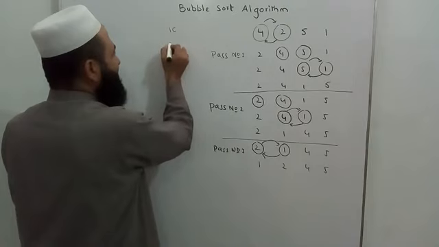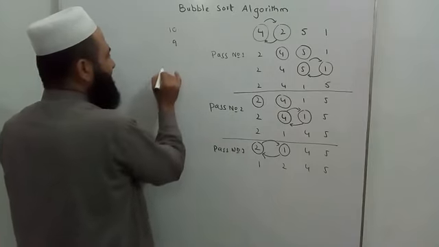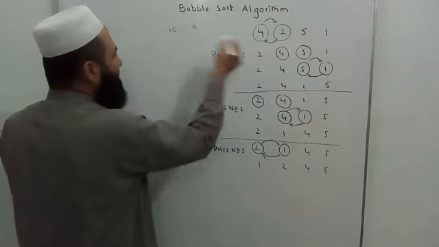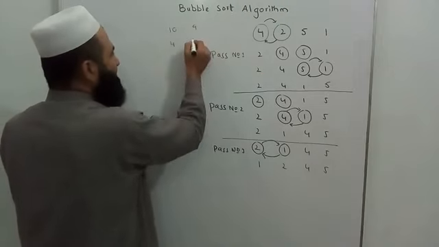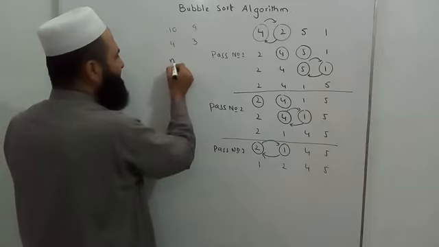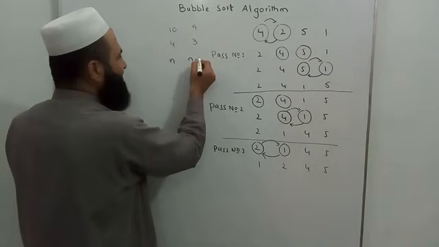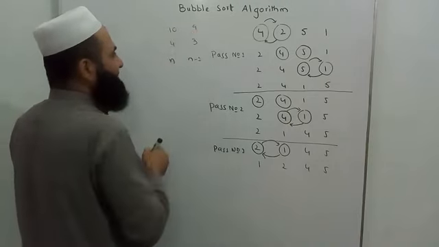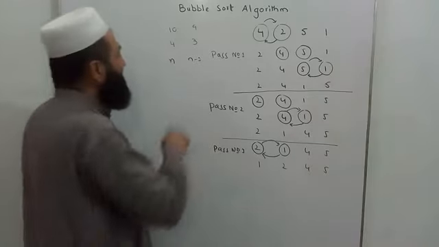So similarly, for 10 numbers, how many passes are required? 9 passes are required for 10 numbers. We have 4 numbers. For 4 numbers we needed 3 passes. So if there are n numbers, how many passes will be required? Of course n minus 1, because 10 minus 1, that is 9 passes, are required for sorting 10 numbers.